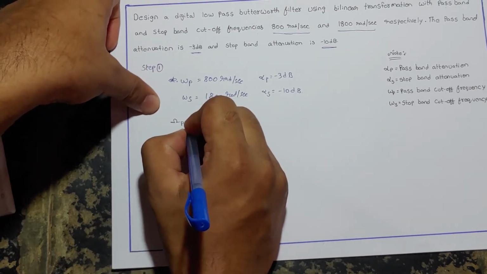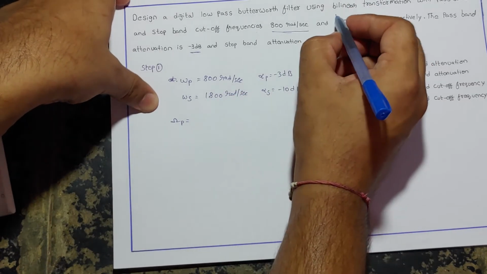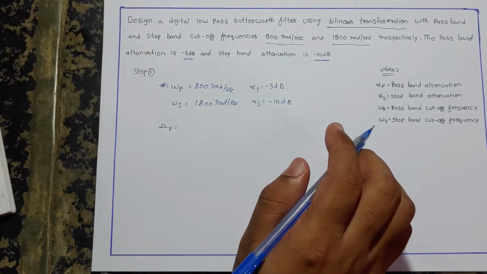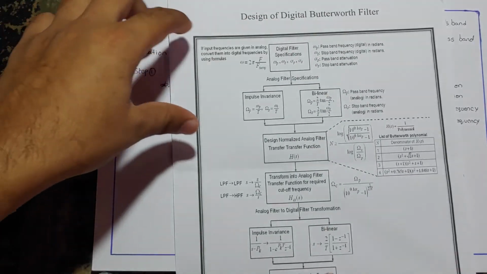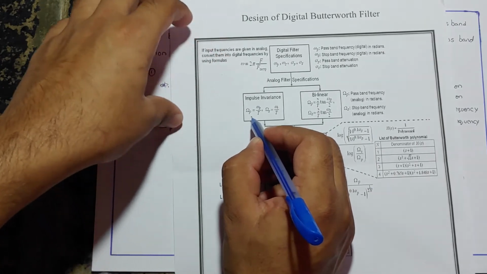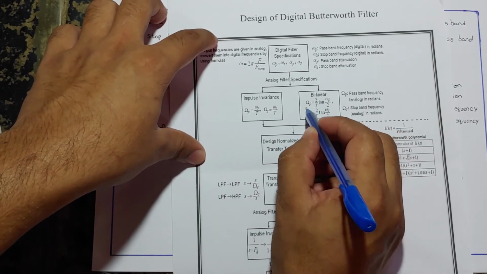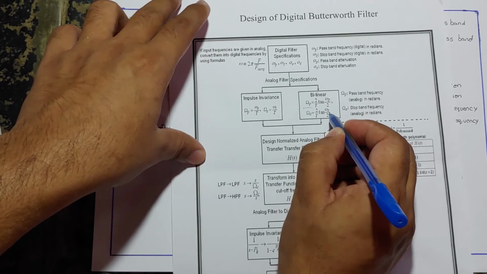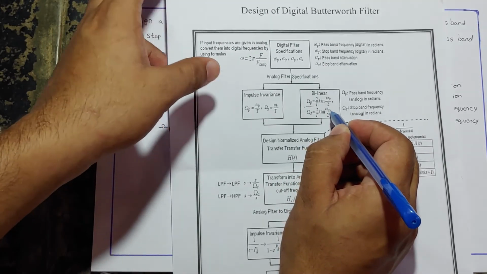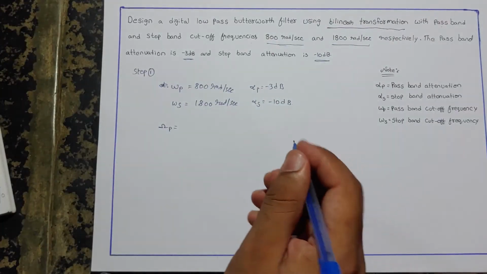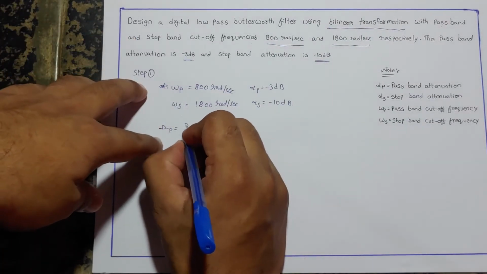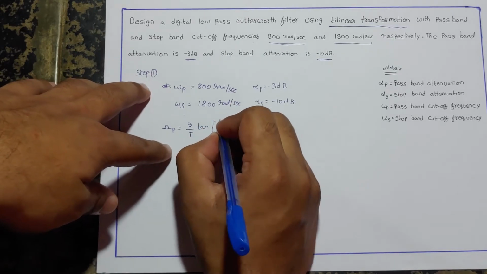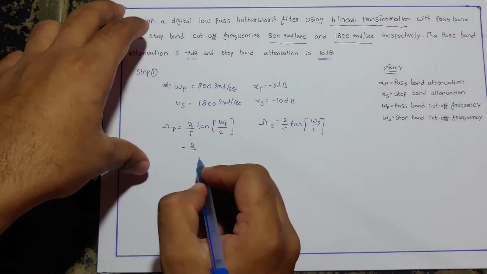omega p, which here is asked to be found in the format of bilinear transformation. We know that in bilinear transformation, omega p is equal to 2 by T tan of (passband frequency by 2). Let us apply it. 2 by T tan. Now let us know the values.